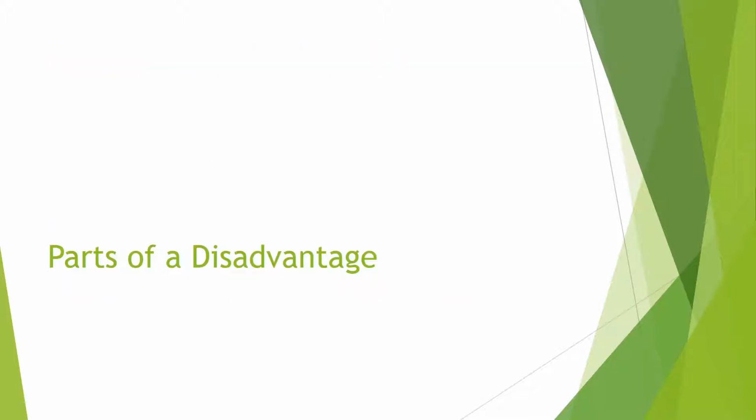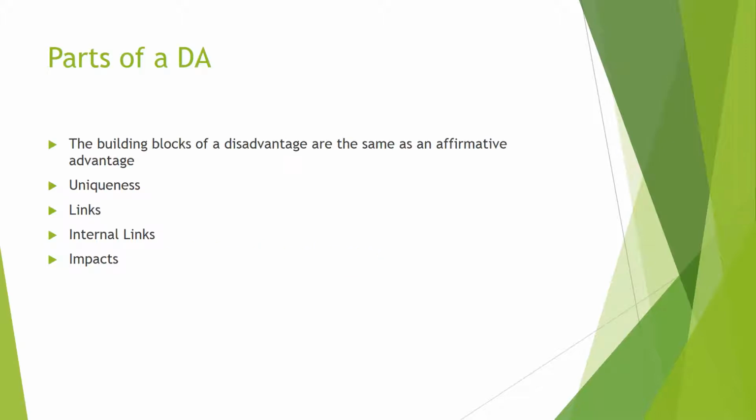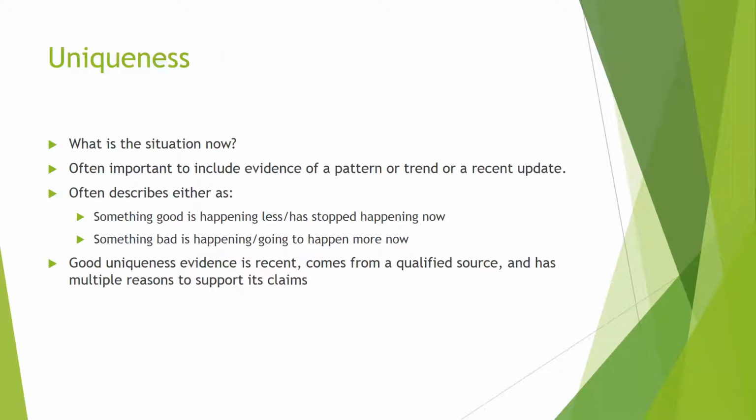Let's walk through the parts of a disadvantage. The building blocks of a disadvantage are the same as the building blocks of an affirmative advantage, with uniqueness, links, and impacts. Uniqueness, as you know, is what the situation is now. It's often important to include evidence of a pattern or trend, or talk about a recent update.